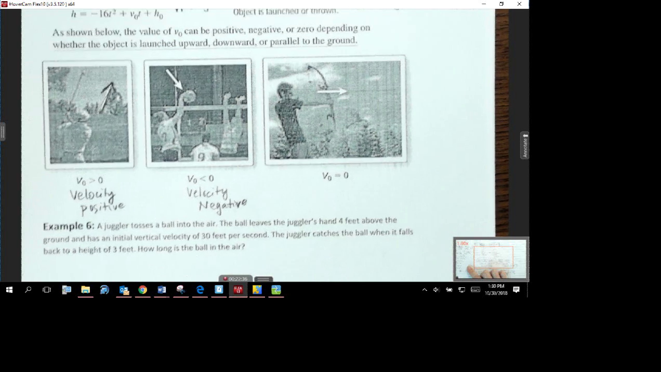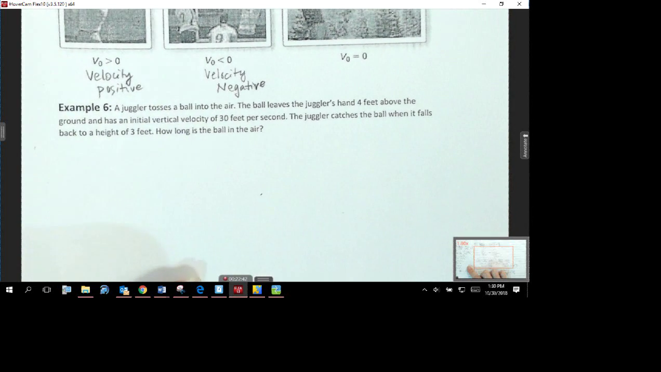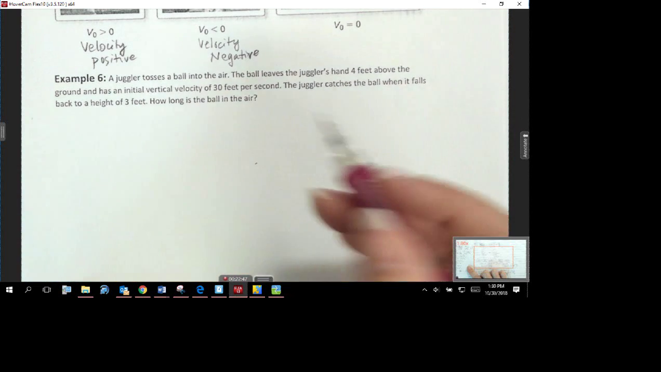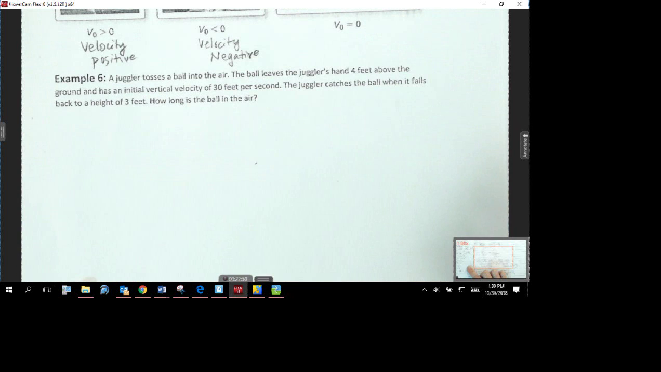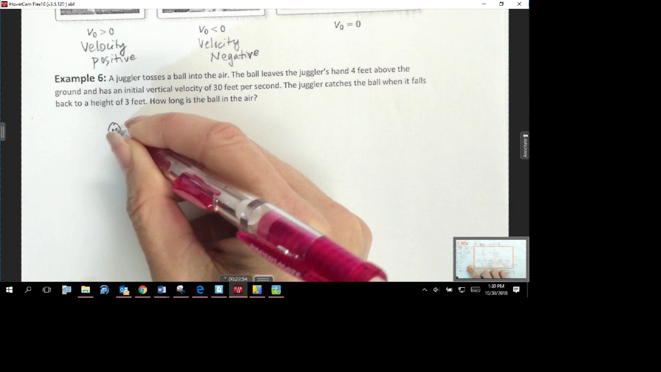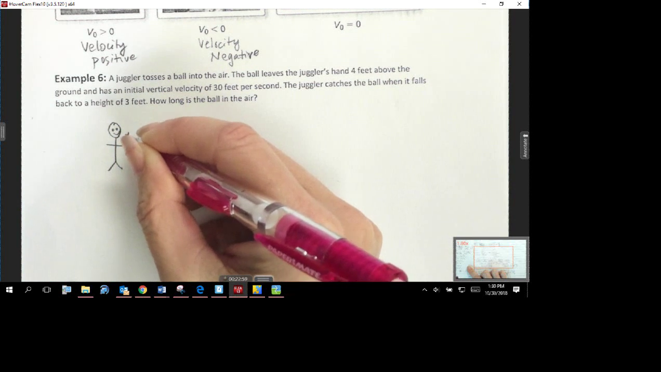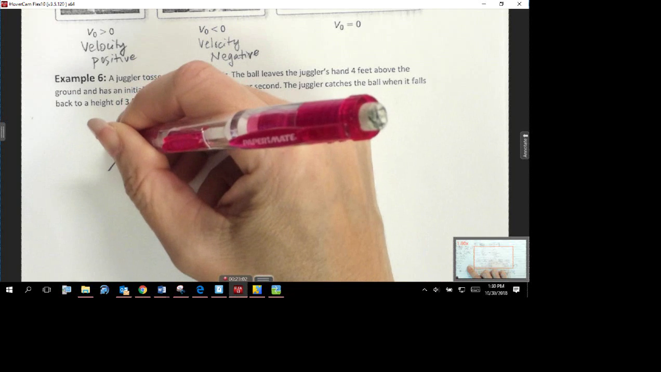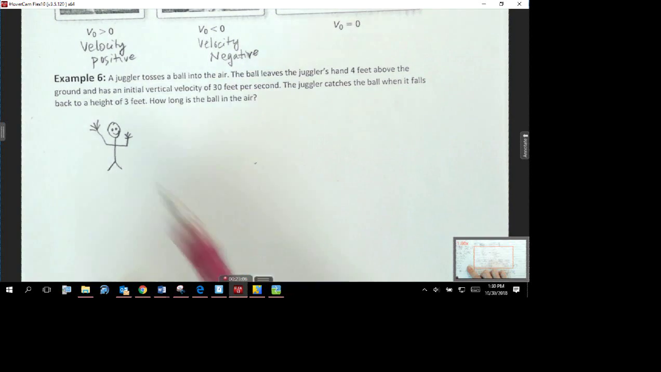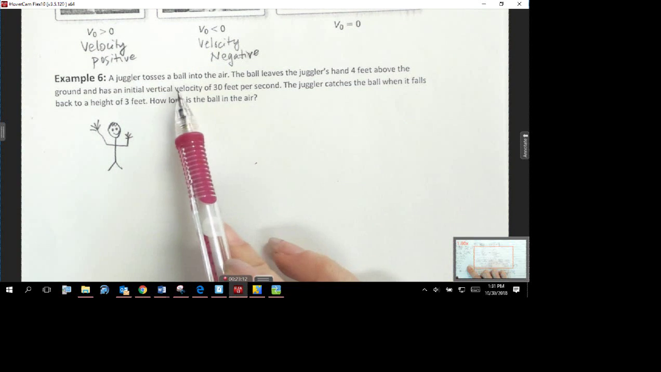So we have an example, and I would encourage you to draw a picture. The picture does not have to be as amazing as my picture is about to be. You don't have to be an AP art student. But I would encourage you to draw a picture so you understand what you're finding and what it means. Here we have a juggler. There's my juggler, and the juggler is tossing a ball into the air.